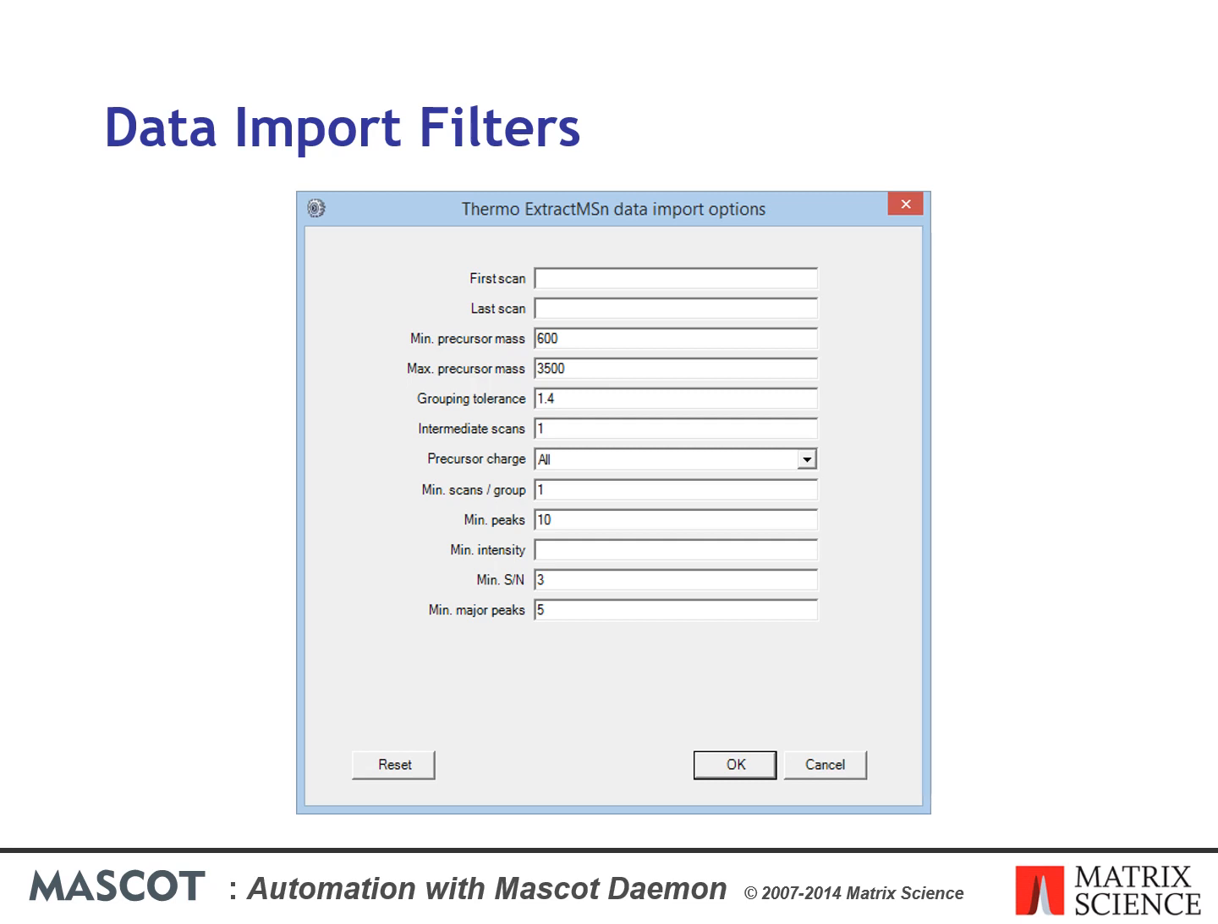A number of data import filters are pre-configured, and their options are described in the Mascot Daemon help. Just press F1.